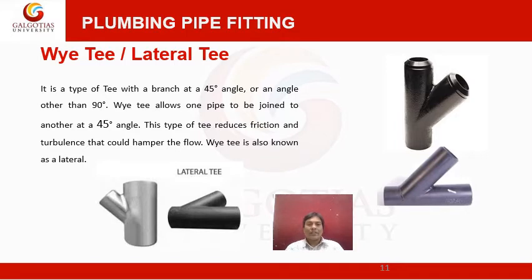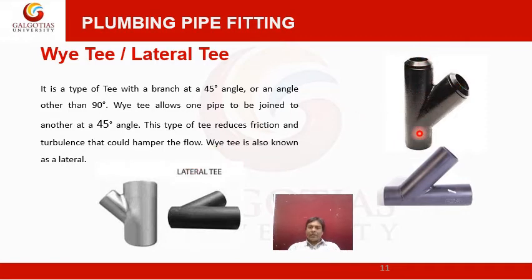Here is a Wye Tee or lateral tee. It's a type of tee with a branch at 45-degree angle or an angle other than 90-degree. Wye Tee allows one pipe to be joined to another at 45-degree angle. This type of tee reduces friction and turbulence that could hamper the flow. Wye Tee is also known as the lateral tee.